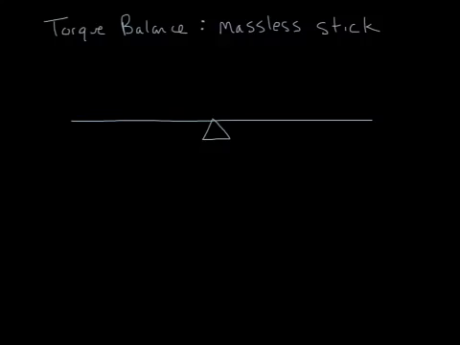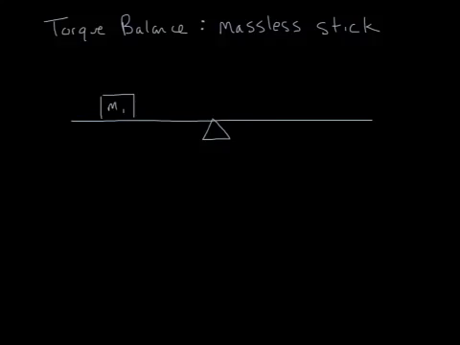Alright, a very common problem to see on the AP exam, especially on the multiple choice portion, is some sort of torque balance. We can have torque balances where we have a massless stick, or one where we have a stick and we have to account for its mass. Right now we're going to look at one with a massless stick. A torque balance is basically like a seesaw. If I took some mass, M1, and stuck it on the left side of my seesaw, of course the whole thing would turn counterclockwise around the fulcrum there in the middle.